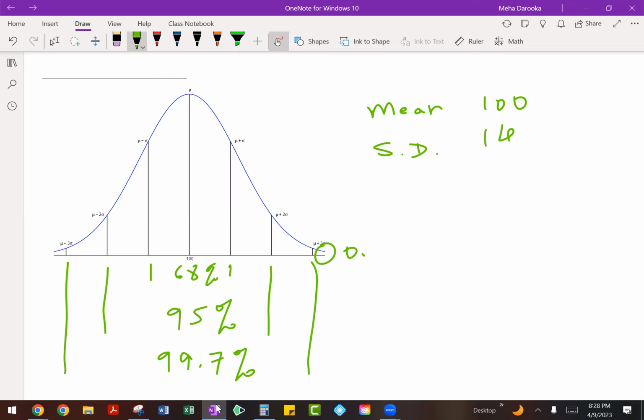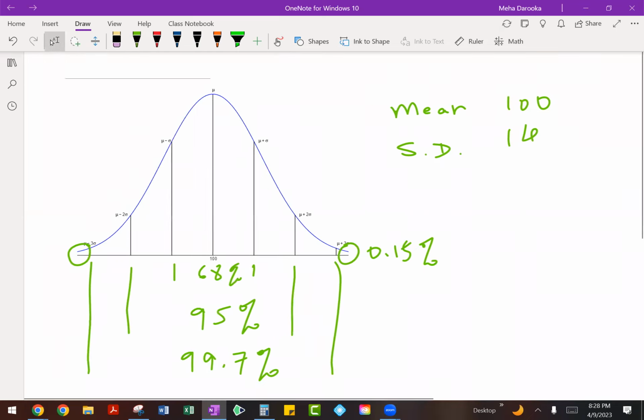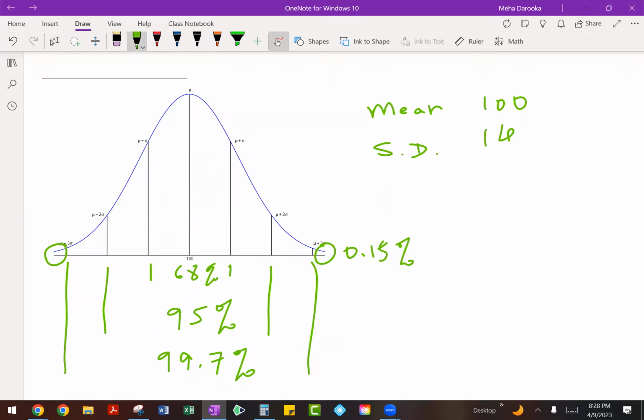And that means in the tail area, you have 0.15% on the right, and same thing on the left. In the tail area, you are going to have, it's not letting me write. Let me see. Okay, let me see. I might have to do it up here. 0.15%.